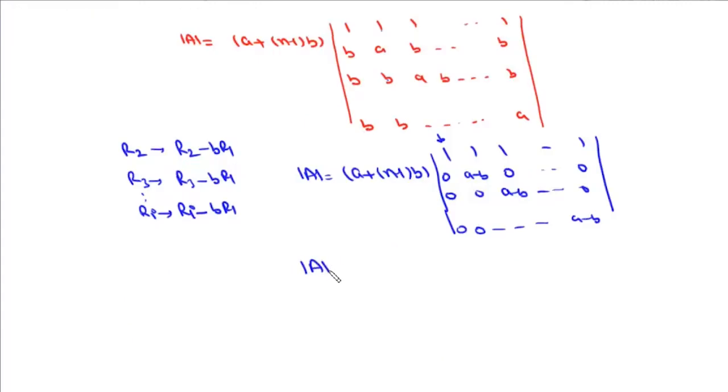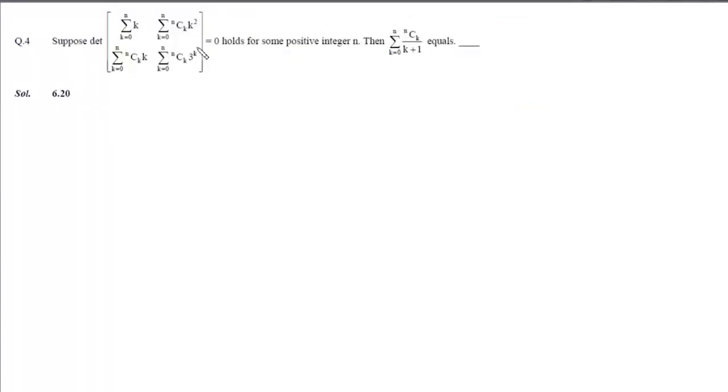So determinant of A will be A plus n minus 1 into B into A minus B to the power n minus 1. Now the question is, suppose this determinant holds for some positive integer n, then we need to find this summation k varies from 0 to n, nCk upon k plus 1.